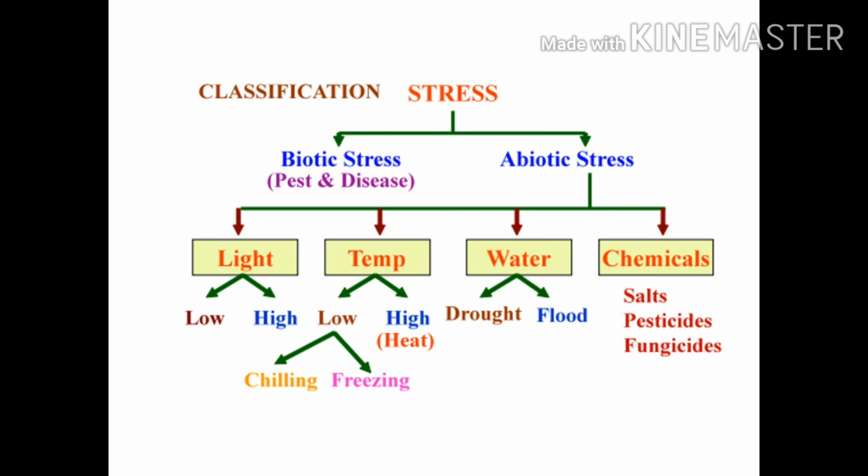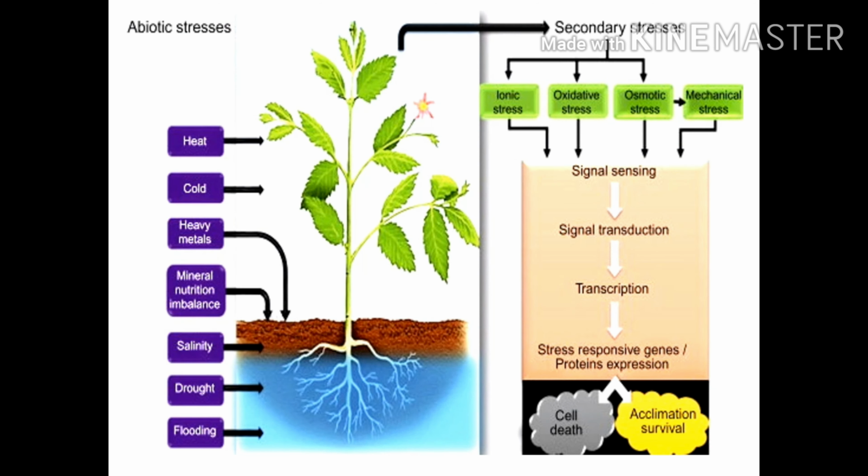In the case of light, there are two stresses, low and high light stresses, as well as in temperature, two stresses, low and high. Again, the low stress is subdivided into chilling and freezing. Drought and flood are water stresses. Salt, pesticides and fungicide are chemical.